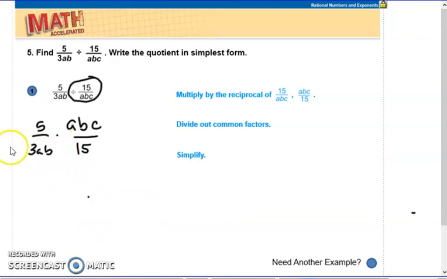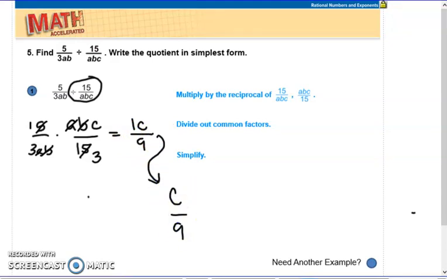So you've got a times b can be canceled out. And I see that 5 goes into 5 once and 5 goes into 15 three times. So let's multiply 1 times c, and you get 1c. And then 3 times 3 is going to be 9. Now you can write this as c over 9. Okay, let's look at another example.